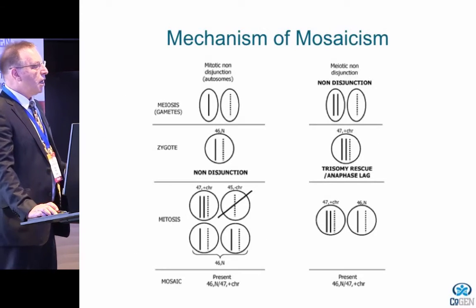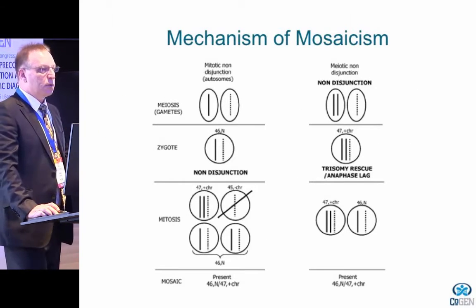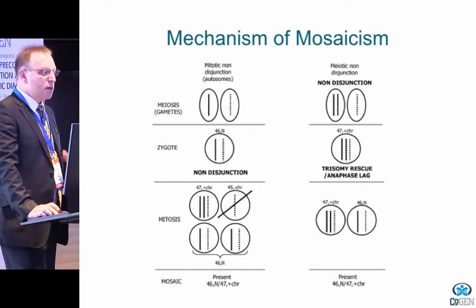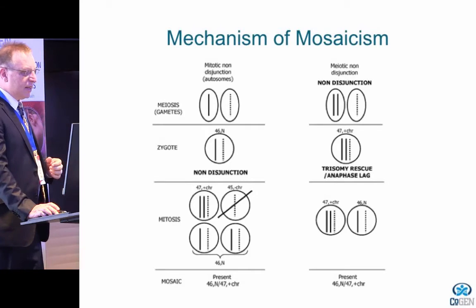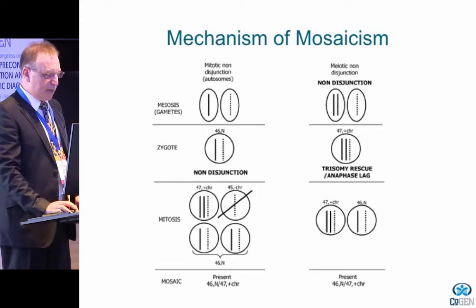Mosaicism may occur in varying degrees due to different mechanisms. Most mosaic forms have to do with mitotic non-disjunction. That means that the embryo at meiosis begins.